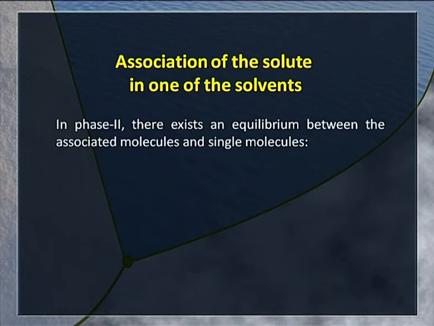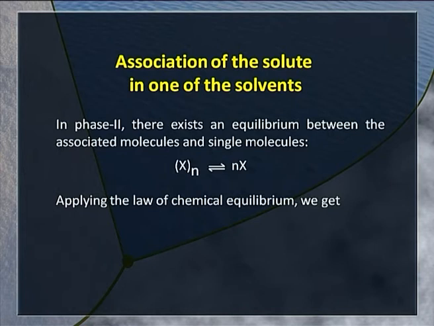So in phase 2 there exists an equilibrium between the associated molecules and single molecules, represented as Xn in equilibrium with nX. Applying the law of chemical equilibrium, we get K, the equilibrium constant, is equal to concentration of X raised to n divided by concentration of Xn. That means concentration of the single molecules divided by concentration of the associated molecules in phase 2.